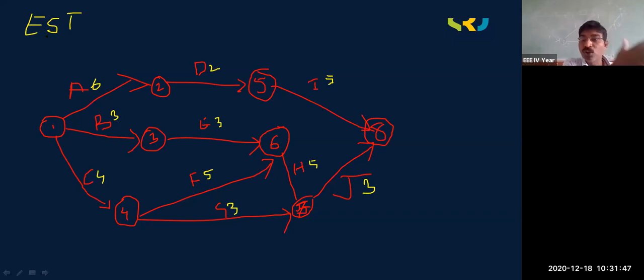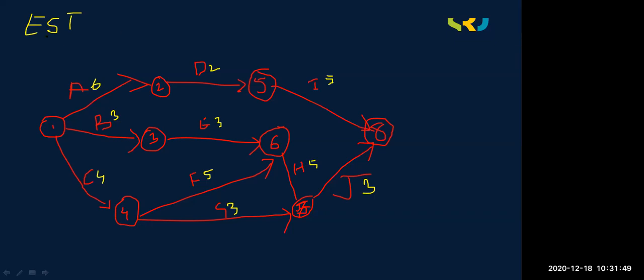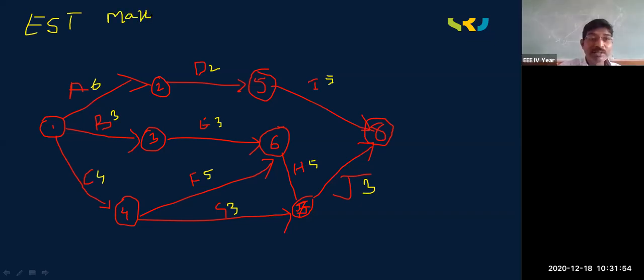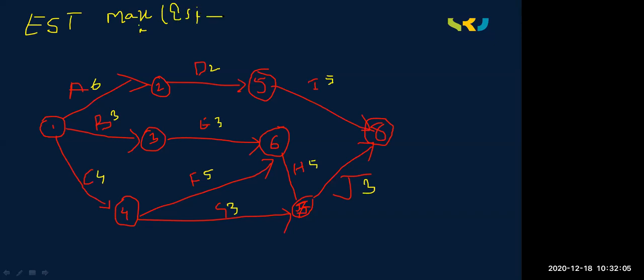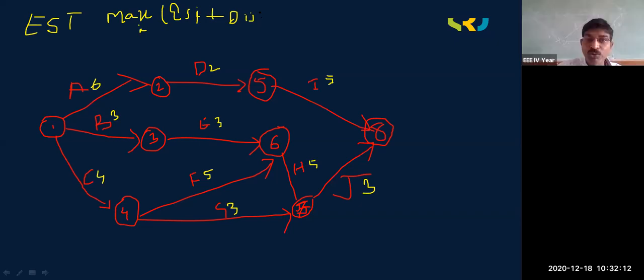For ESJ, what is the formula? Maximum of, friends, remember, maximum of ESI plus the duration of the I activity. Very good. So now you need to give the value. So friends, this is the formula. Here we are taking the duration, and this is also known as a forward pass. Forward pass means we need to do the 1 to 8 activity.